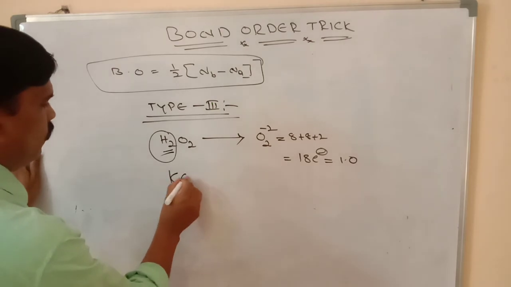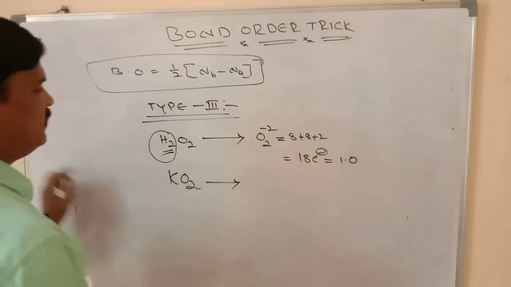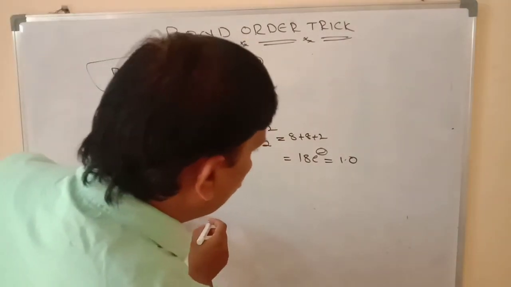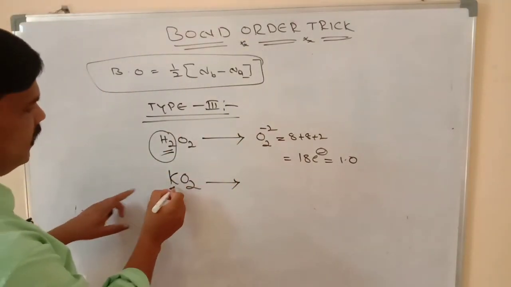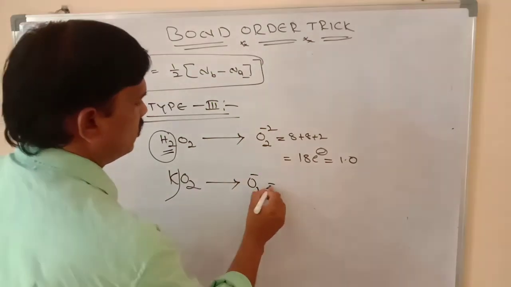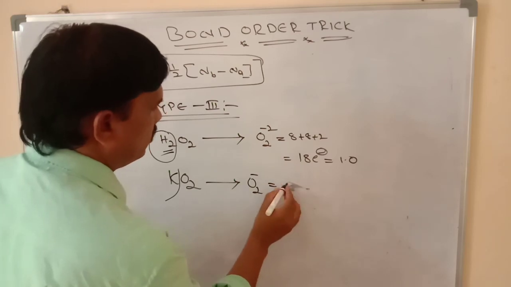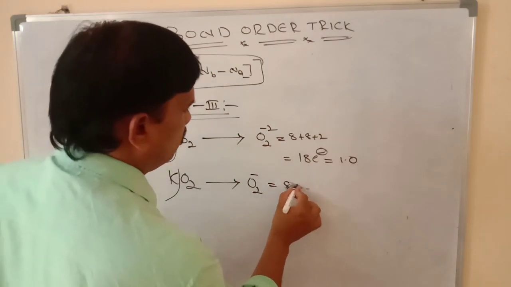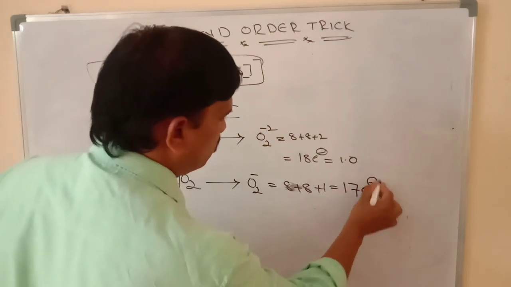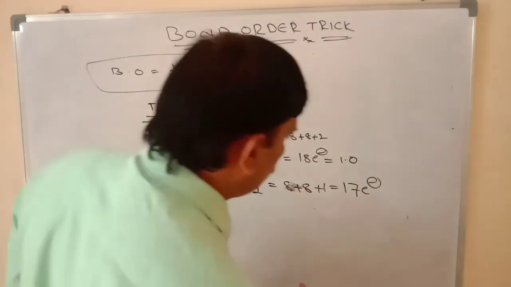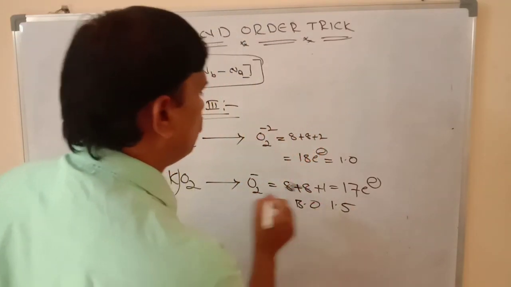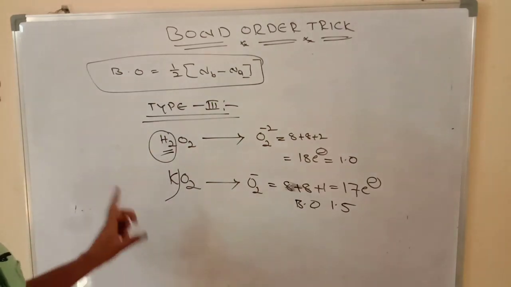For KO2, this is a superoxide. Remove the K and we get O2 minus: 8 plus 8 plus 1 is 17 electrons, which means the bond order is 1.5. So this is about the type 3 trick.